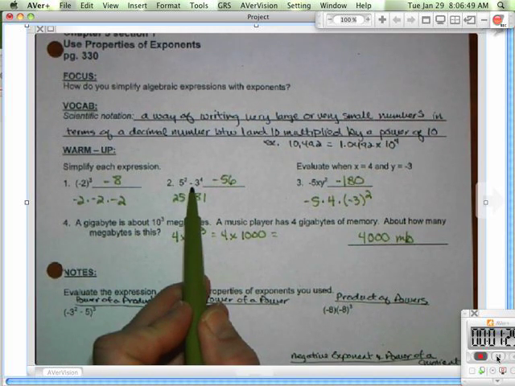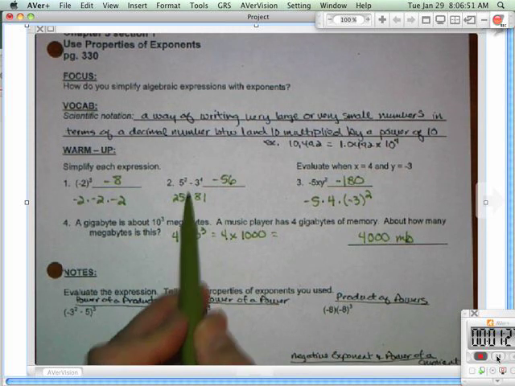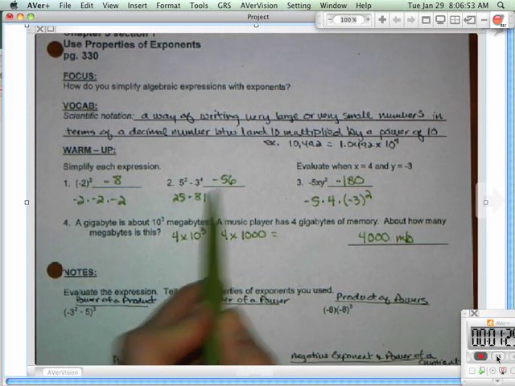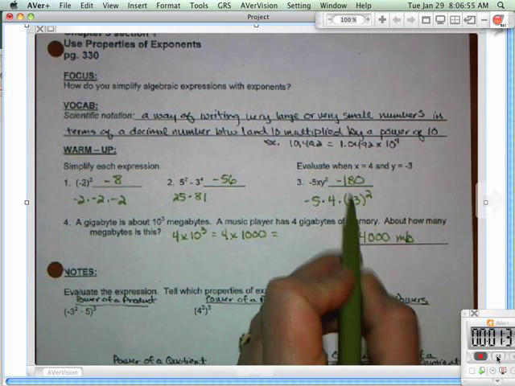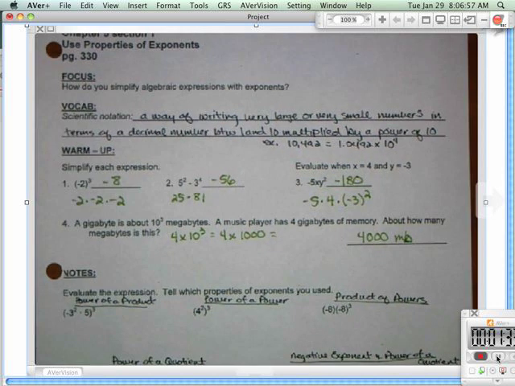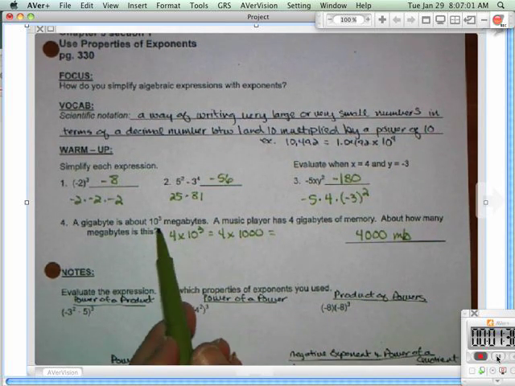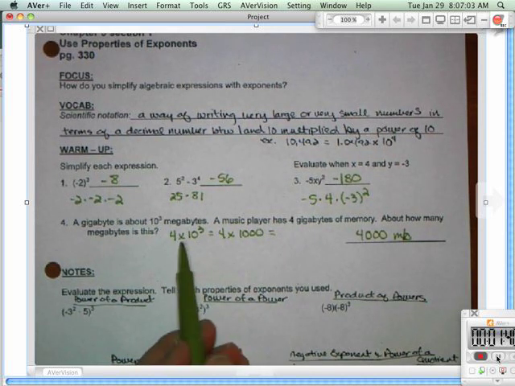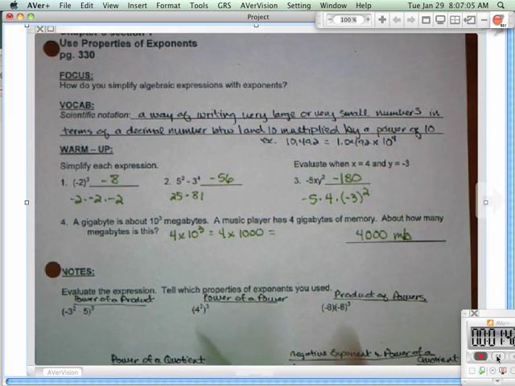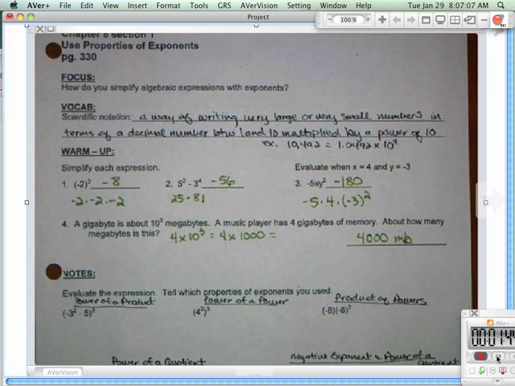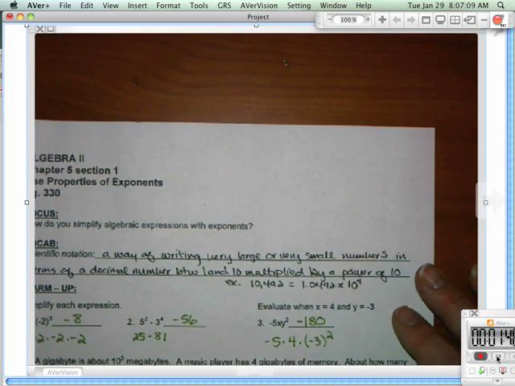It's probably not all that clear, but it's 25 minus 81, which is negative 56. And this you should have gotten negative 180. Here, 4 times 10 to the third, if there's 4 gigabytes, then it'd be 4 times 1,000, which is 4,000 megabytes. So before we move on, I just want to do a little bit of a reminder up here.